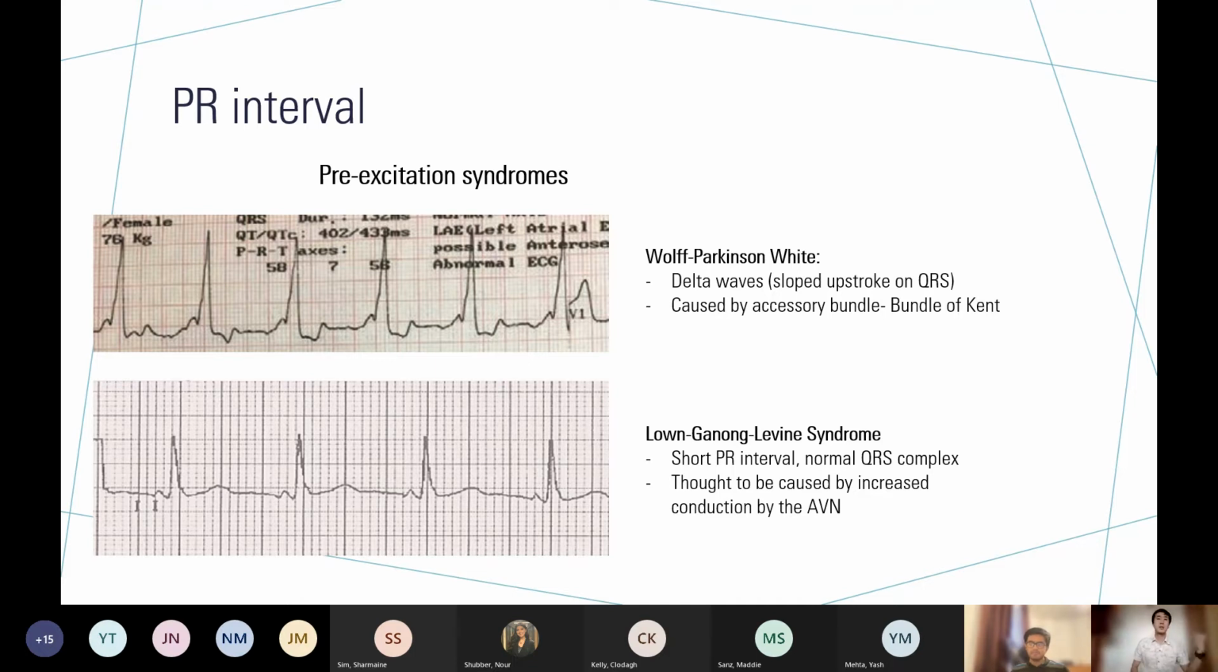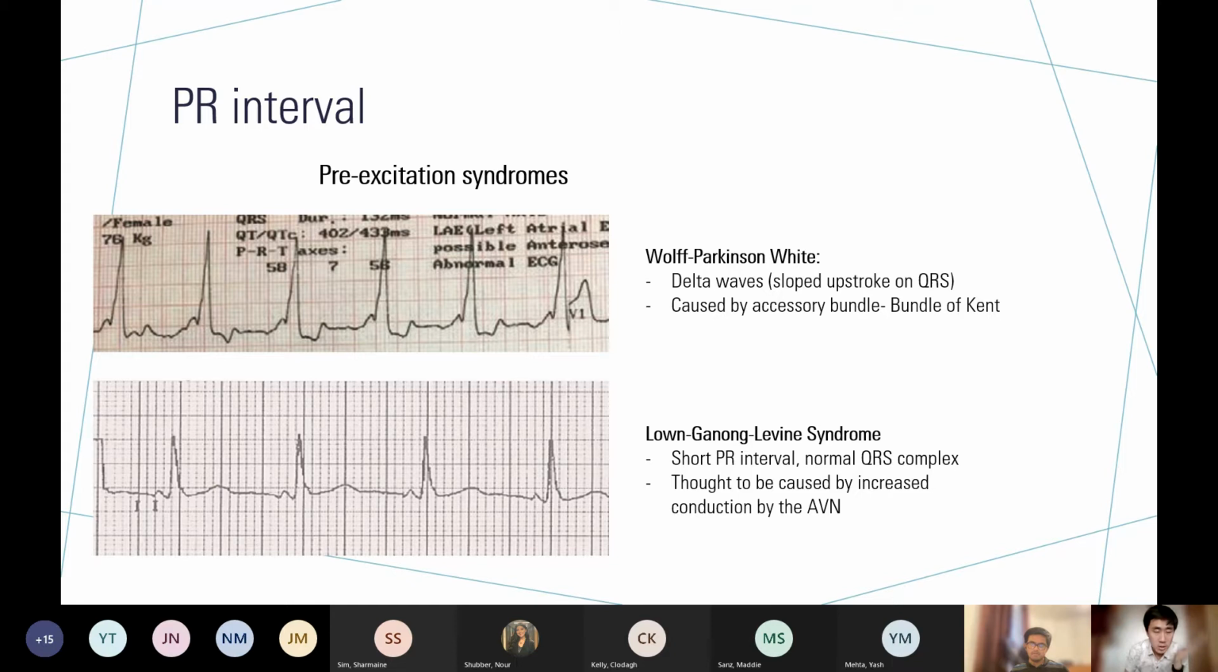So that's caused by an accessory bundle that joins the atria and the ventricles. So in a normal depolarization, we said that it's held up slightly at the AV node before it goes down the bundle of His. Instead, here you've got this bundle of Kent, which gives you a shortcut from the atria to the ventricles. And because it starts just before the main depolarization, because that's usually held up, that's why you get this sort of slope to it. It's not this regular thing. It's just that there's something pipping it at the post. Okay.